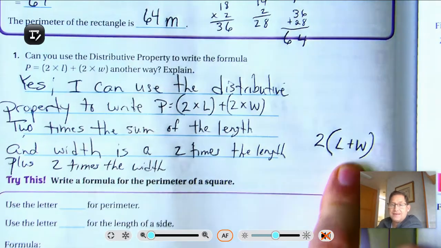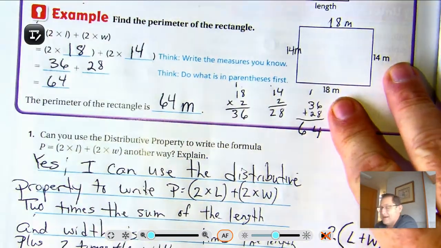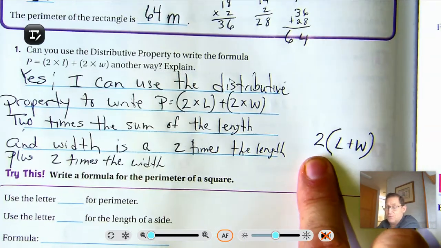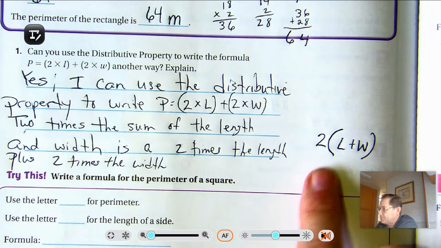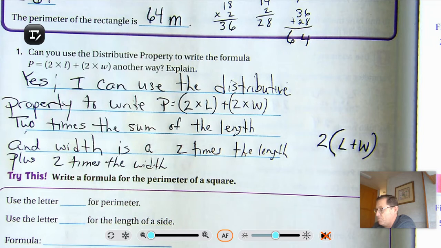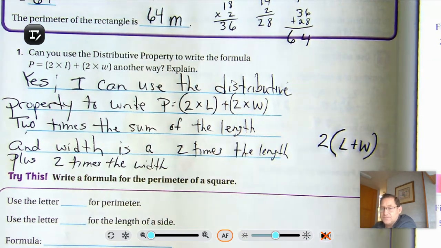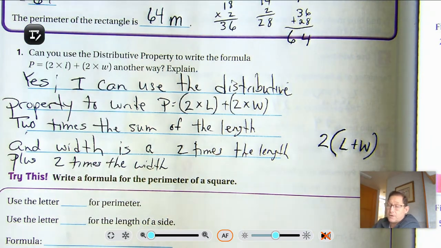So if I added, let's go back to our example here. If I added 18 and 14, I would get 32. If I doubled it, it would be 64. Okay, so we can write it 2 different ways. We could add up the 2 sides and then multiply by 2. We could multiply the length by 2 and the width by 2 and then add them together. Or I could add all 4 sides.